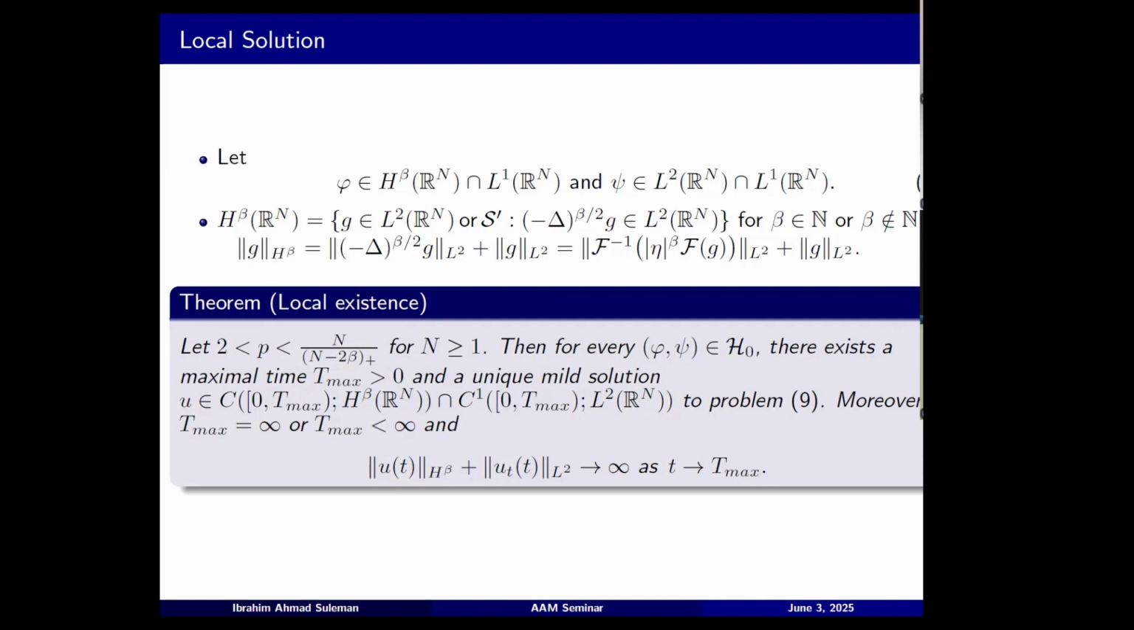So for our initial data in the space H0, which is defined as the product of the spaces in equation 10, we claim that there exists a maximal time and a unique mild solution. We'll see soon what a mild solution is, such that u is continuous in time into H beta and C1 in time into L2. Moreover, we have the alternative that u can only behave in one of two ways. Either u is global, in which case T max is infinity, or u can only remain local because it blows up in a finite time, T max finite, and these norms blow up.